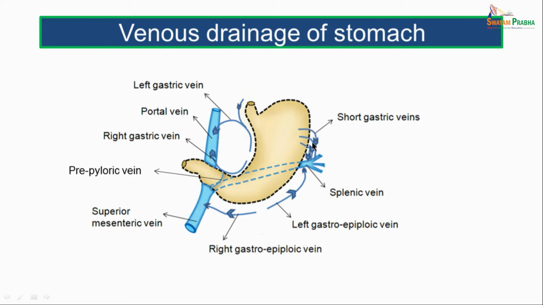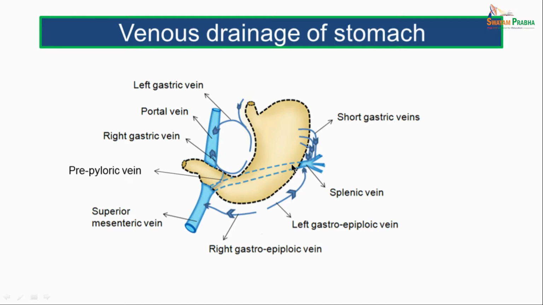The short gastric veins, 4 to 5, drain the blood into the splenic vein. The left gastroepiploic vein drains its blood into the splenic vein. The right gastroepiploic vein drains the blood into the superior mesenteric vein. So what we see here is 4 to 5 short gastric veins draining the blood into the splenic vein, and the left gastroepiploic draining into the splenic vein.